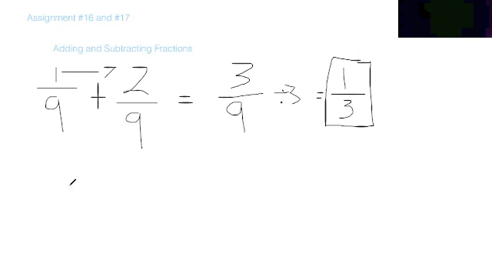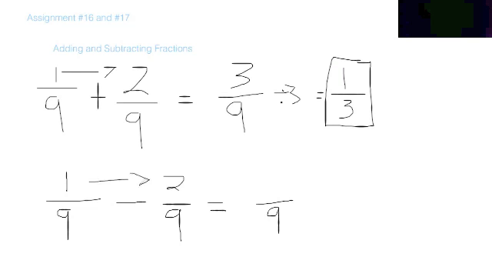Subtracting is the same way. So now let's say same exact problem, but now we're subtracting. Let's say it's 1 over 9 minus 2 over 9. Same thing like we had up there. Since the bottom numbers are the same, you leave it the same. Put a 9 on the bottom, and now all you're doing is 1 minus 2.